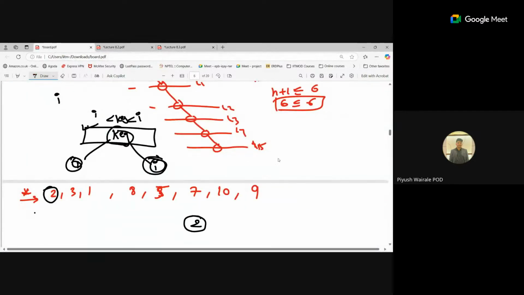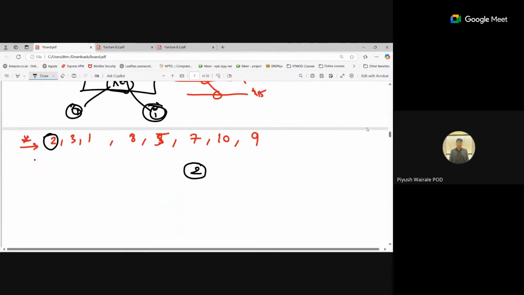So let's try to create a binary search tree for this particular sequence. Now, the first element is 2. What is my next element? 3. So where do I need to insert the 3 here? To the right. So I'm going to compare whether 3 is greater than this 2 or not. Then only I'm going to add it on the right side here. Then my next element will be 1.